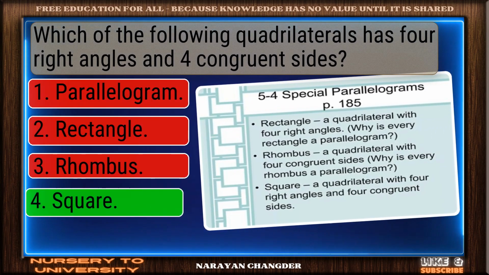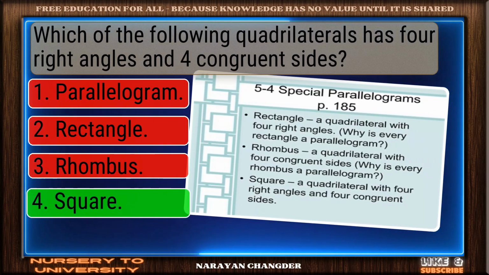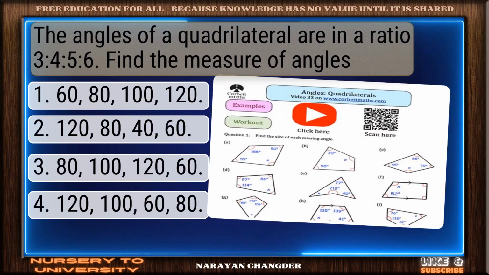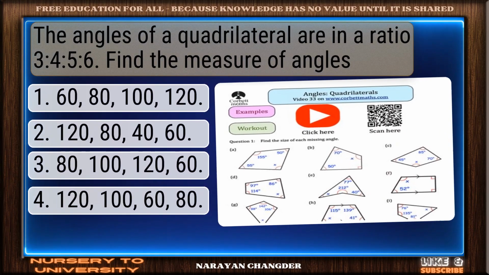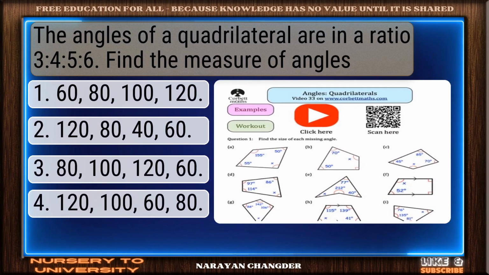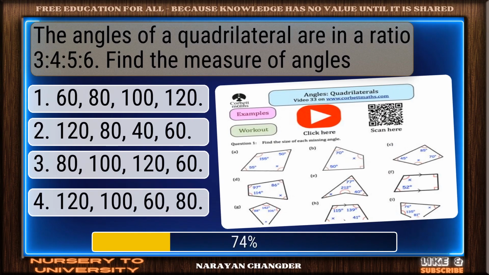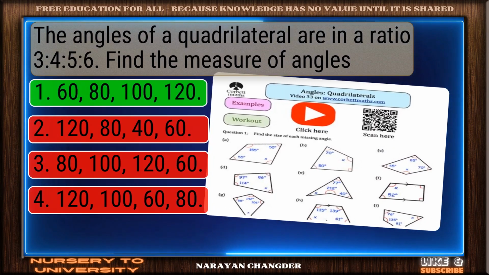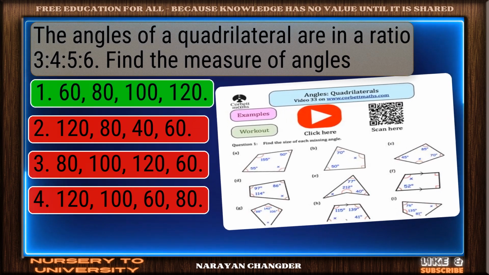Nice selection. Square is the correct and valid answer. Question number 56. The angles of a quadrilateral are in a ratio 3, 4, 5, 6. Find the measure of angles. Clear logic. Your choice 60, 80, 100, 120 is sound and 100% true.